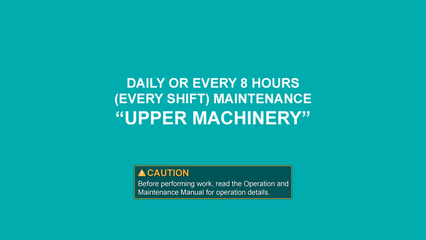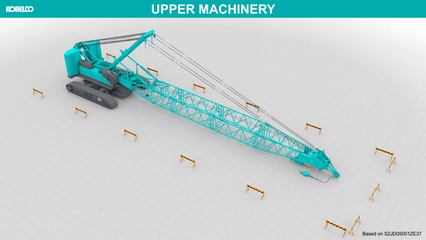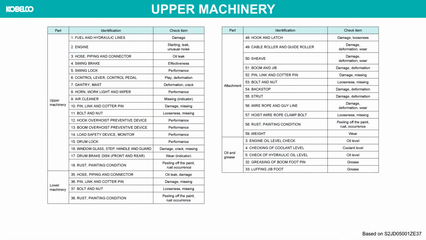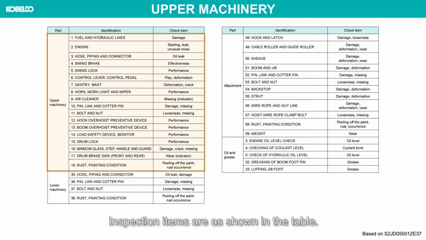Daily or every 8 hours is maintenance. Upper machinery. Before performing work, read the operation and maintenance manual for operation details. Inspection items are as shown in the table.